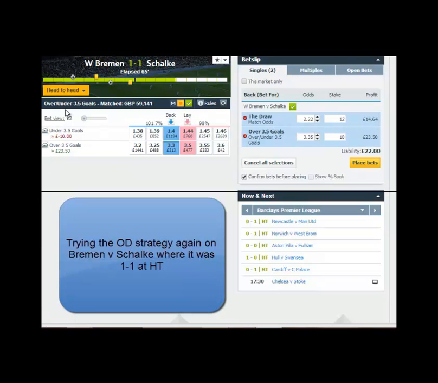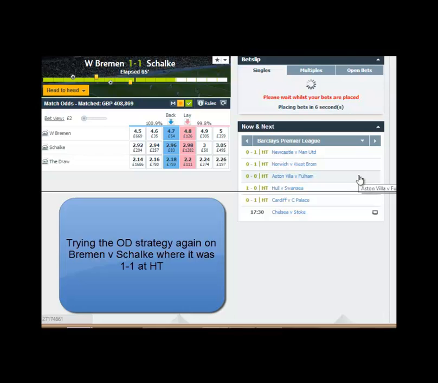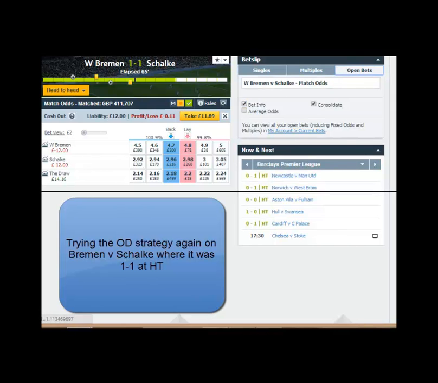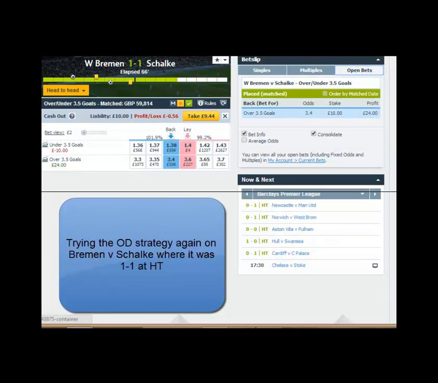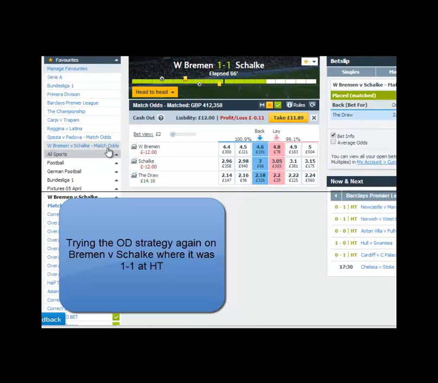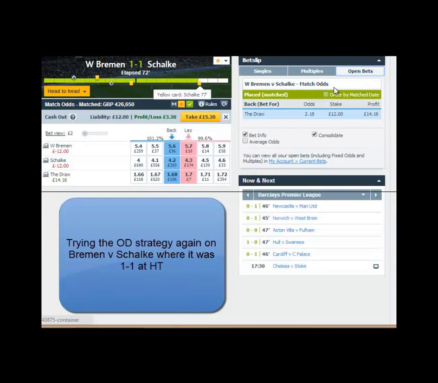And we're trying the OD strategy once more over in Germany, the Bundesliga. Bremen against Schalke. Backing the draw for £12 and backing over 3.5 for £10. Again, this particular game, it was 1-1 at half time. Remember, we've already had one successful outcome of this particular strategy. Let's see if we can do it again. Using that star button there, we can add this particular game to our favourites for easy access.